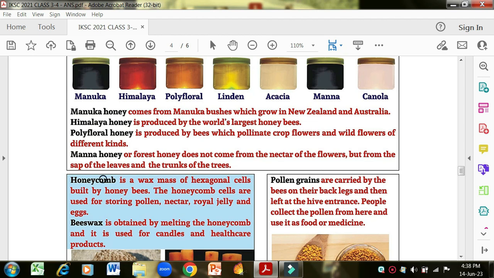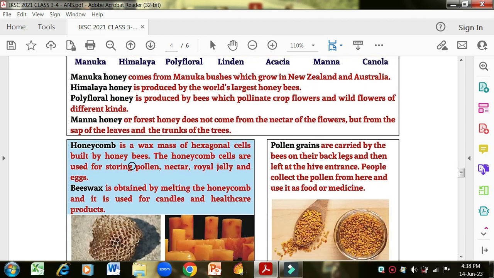Okay, they don't collect the nectar of the flower, they take the liquid from the leaves. If you have seen, some of the leaves are very juicy. The sap, the thick liquid that is inside some of the leaves, that is called the sap. And the trunk is the outer layer of the tree. So from the sap of the leaves and from the trunk of the tree, banana honey is formed.